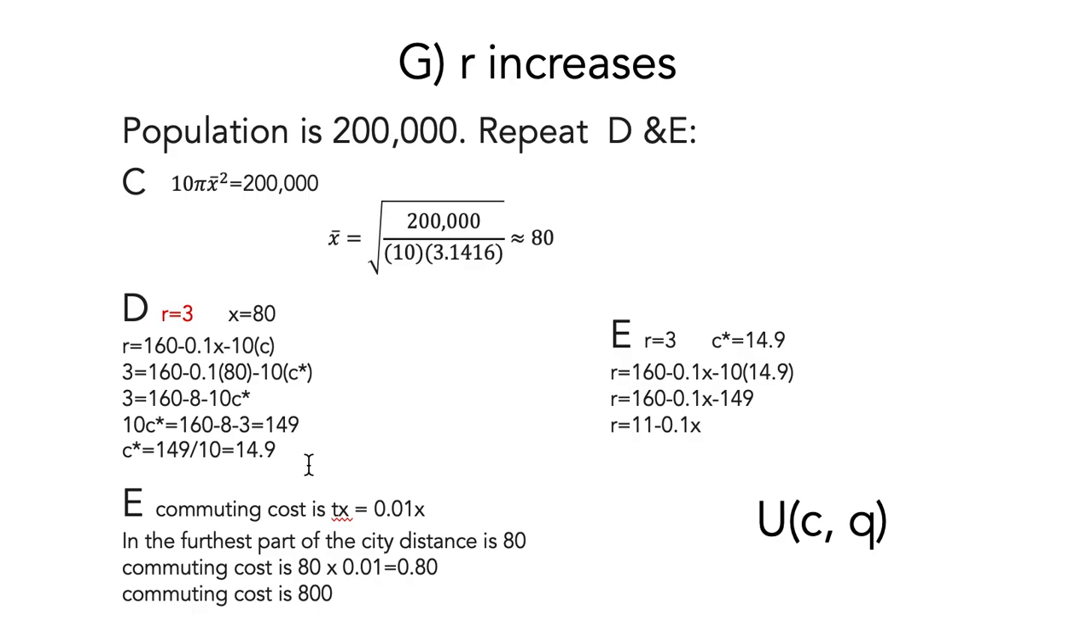Now we go back to the land rent function. The land rent function is this one. We put R is equal to 160 minus 0.1x minus 10 times C star. With this, we want to know how the rent varies under different distances. So we're just going to plug in the equilibrium number of C star and allow those other two things to vary. We plug 14.9, we simplify the equation, and we get this very neat equation that tells you how rent varies depending on how far or how close you are to the core.